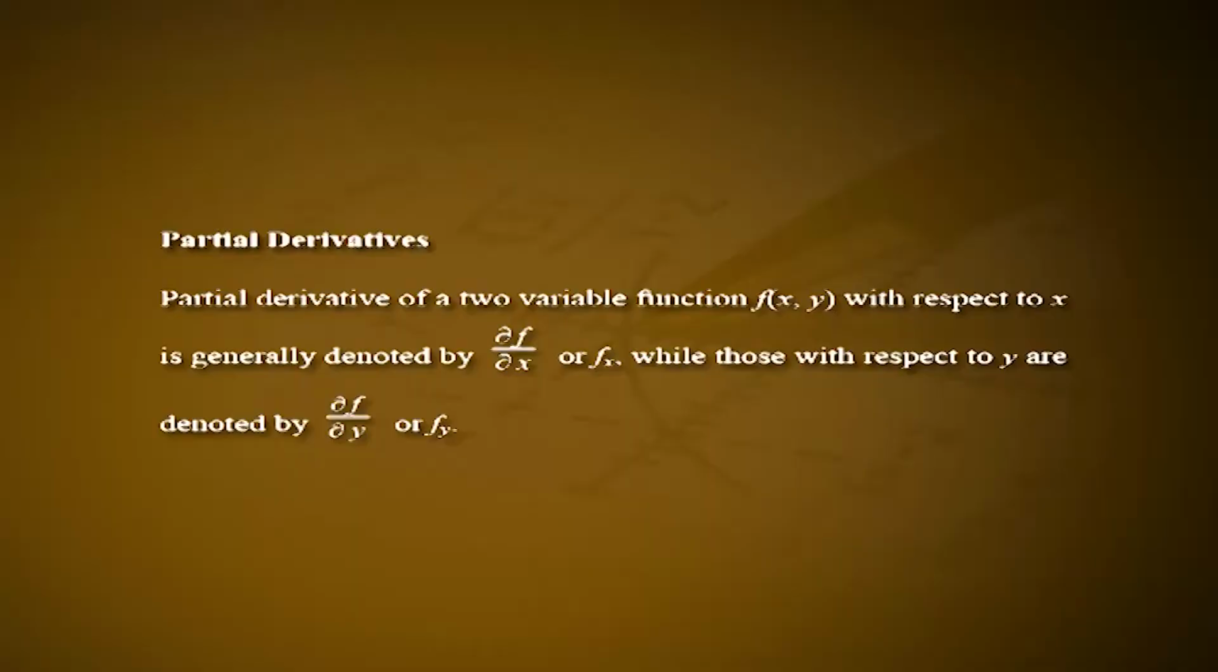Partial derivative. We are familiar with functions of several variables. The ordinary derivative of a function of several variables with respect to one of the independent variables, keeping all other independent variables constant, is called the partial derivative of the function with respect to the variable. The partial derivative of a two-variable function f(x,y) with respect to x is generally denoted by ∂f/∂x or fx, while that with respect to y is denoted by ∂f/∂y or fy.